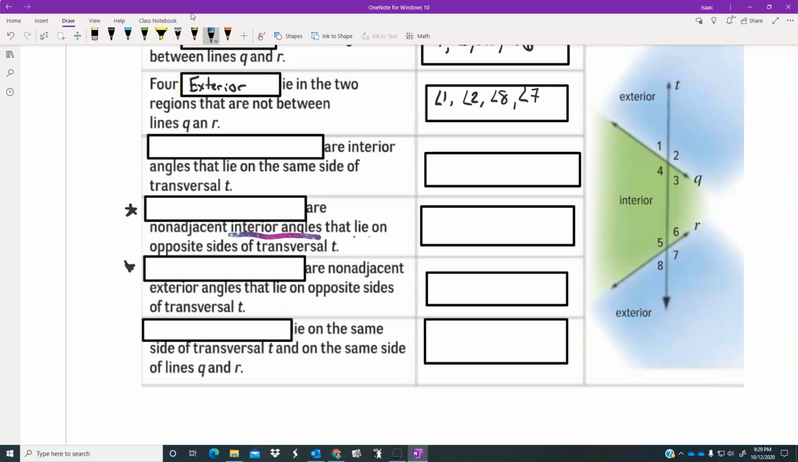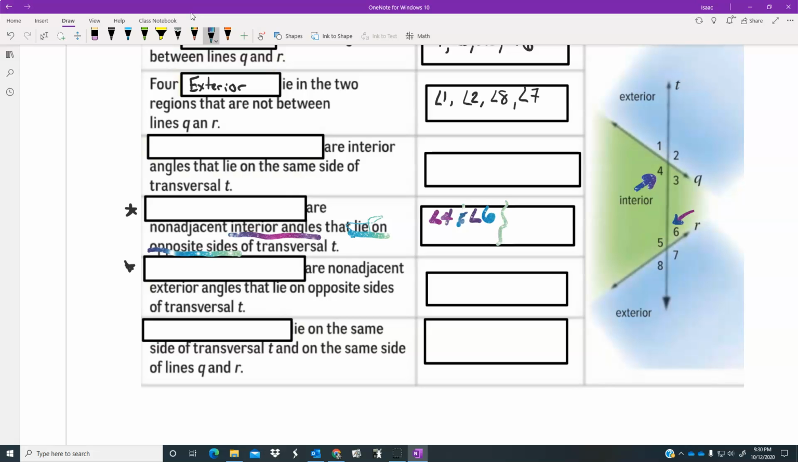They lie on opposite sides of the transversal. So what we're looking for is a pair of angles that are inside and are on opposite sides of the transversal. So if I would say, okay, 4 is definitely inside, and what other one is on the opposite side of the transversal and non-adjacent, meaning not connected to it? So this one over here would be the other. So a combination that would fit this description would be 4 and 6. That would be a combination.